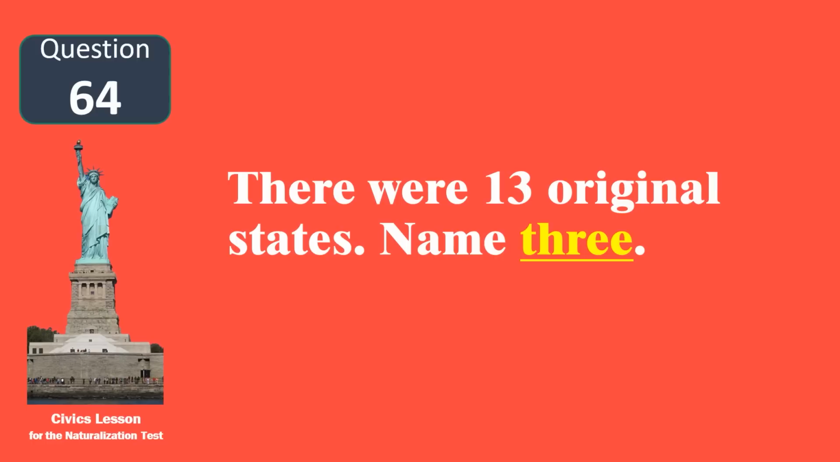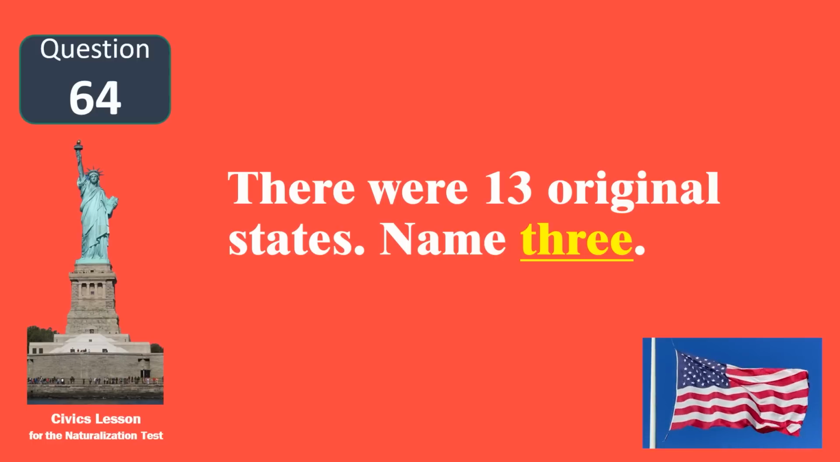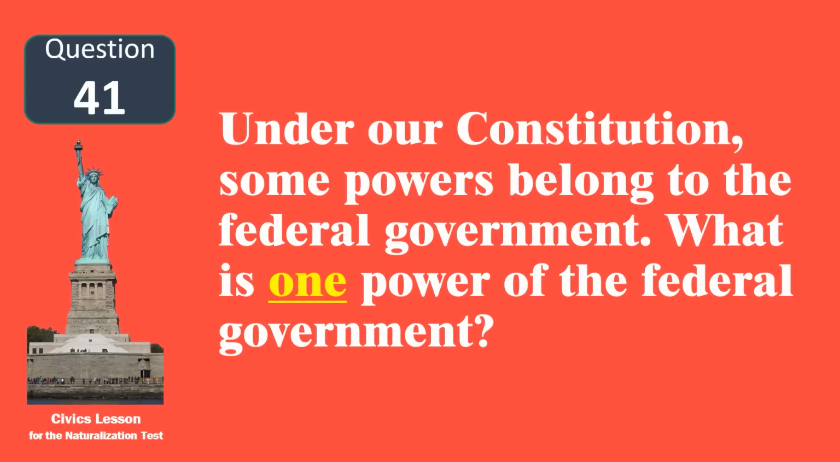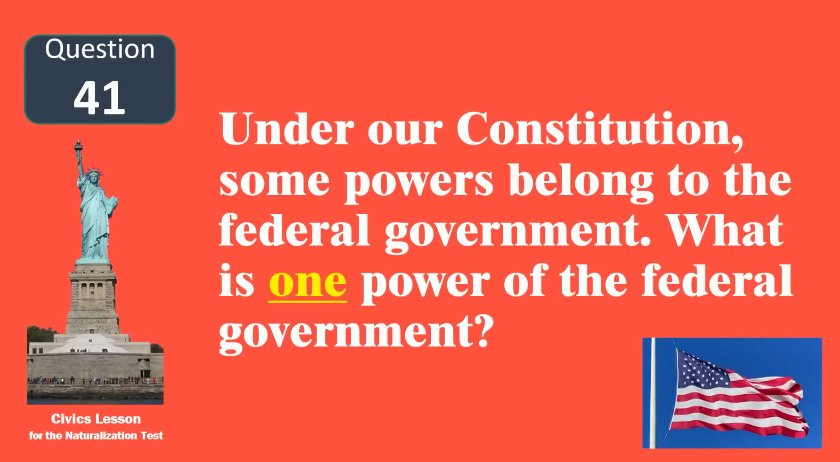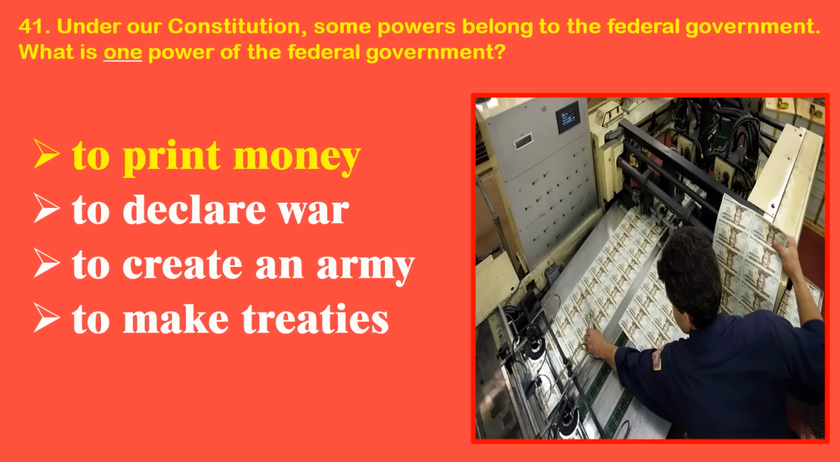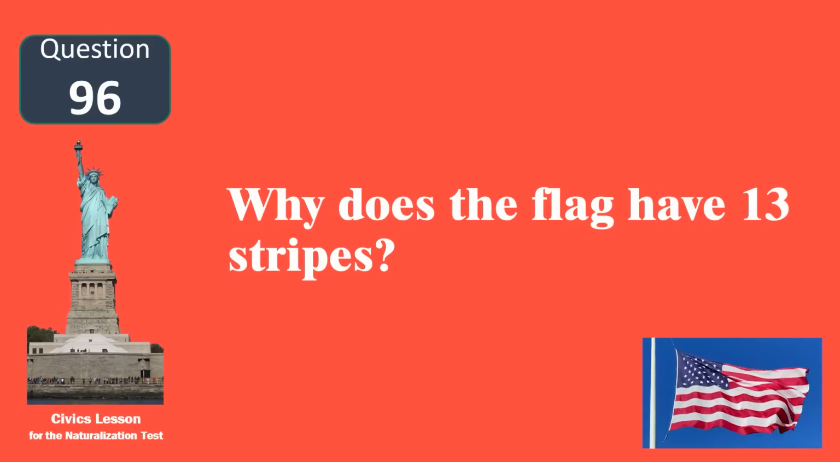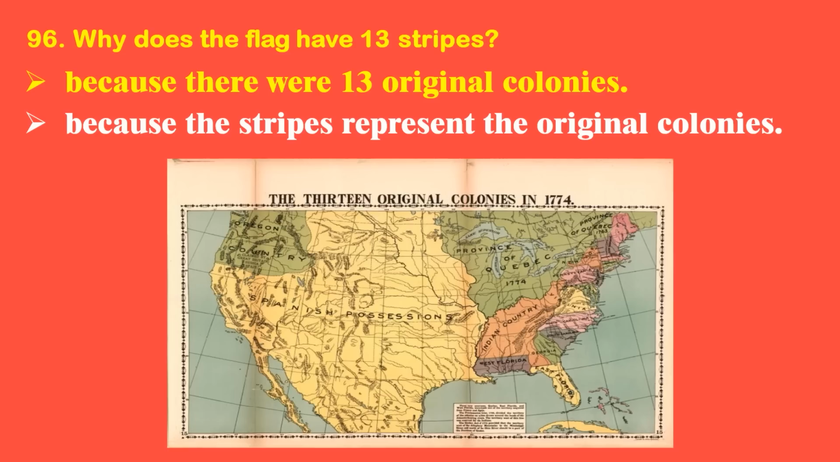There were 13 original states. Name three. Delaware, Maryland, Virginia. Under our Constitution, some powers belong to the federal government. What is one power of the federal government? To print money. Why does the flag have 13 stripes? Because there were 13 original colonies.